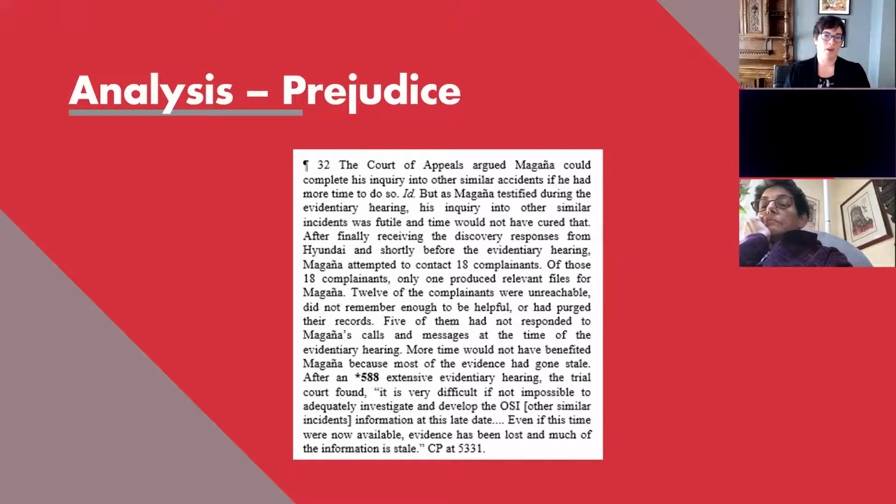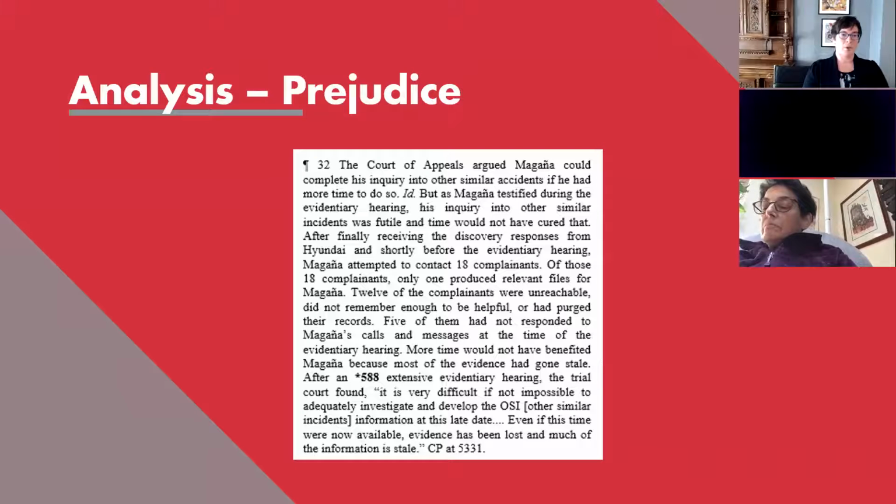Now, in this case, the trial court made a decision and the Court of Appeals reversed it, saying the trial court was wrong. But the Supreme Court here said, no, the Court of Appeals was wrong. The Court of Appeals argued that Magana could complete his inquiry into other similar incidents if he had more time to do so. But then the Supreme Court goes into all the facts laid out at the evidentiary hearing, well established throughout the discovery process, about how inquiry even now into other similar incidents was futile and additional time would not have made a difference.